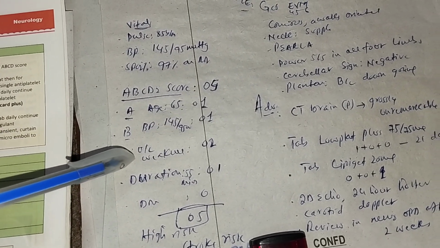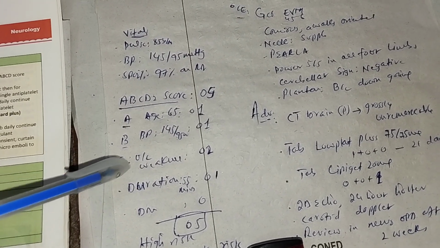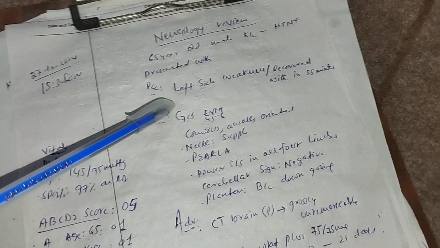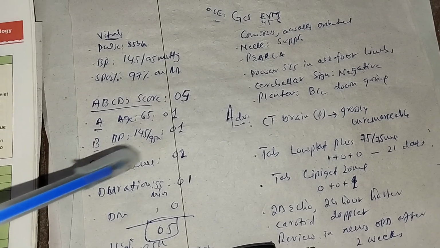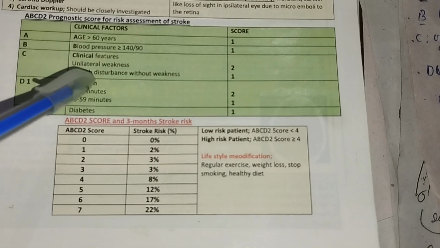Now from this C, clinical feature. On clinical feature, the patient had only left side weakness. So this is unilateral weakness. For unilateral weakness, the score is 2. If you can see here, for unilateral weakness, the score is 2.